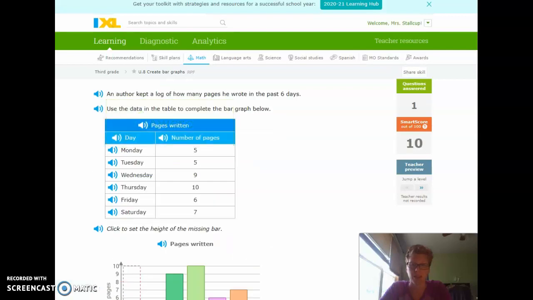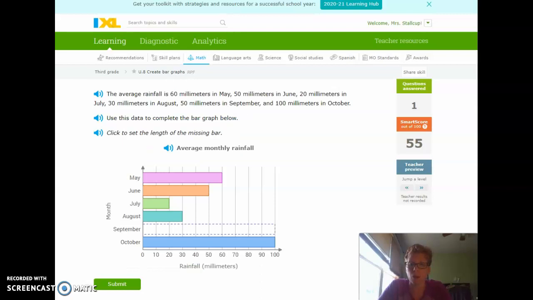Very good. Okay. On this problem, we have a graph, but we don't have a chart. Instead, we need to read the information to find the chart, or to answer the questions in the graph. So I'm going to read it out. It says the average rainfall is 60 millimeters in May, 50 millimeters in June, 20 millimeters in July, 30 millimeters in August, 50 millimeters in September, and 100 millimeters in October. So I'm going to go down to my chart, and I see that the chart has May, June, July, August, and October filled out. What month is missing? September. So I'm going to go back up to my information.